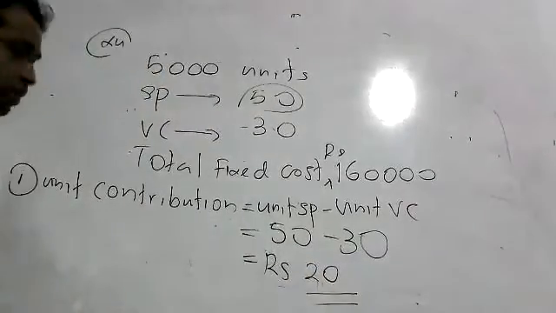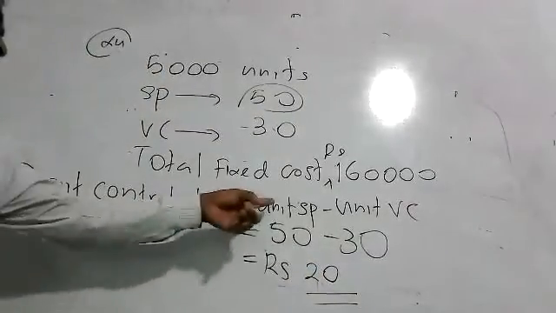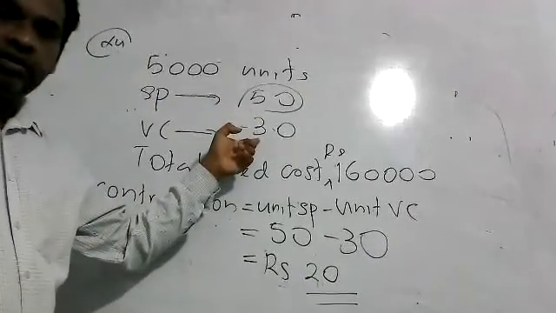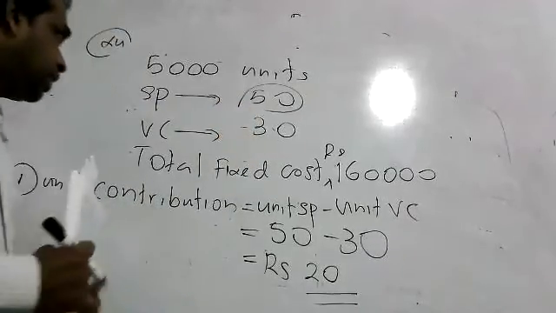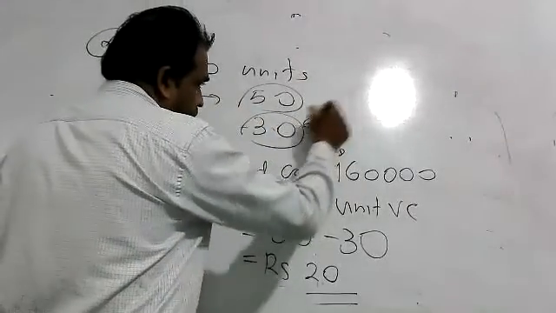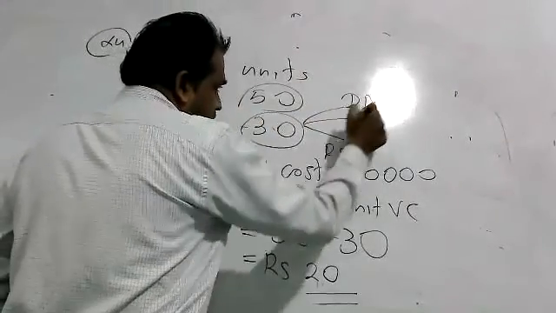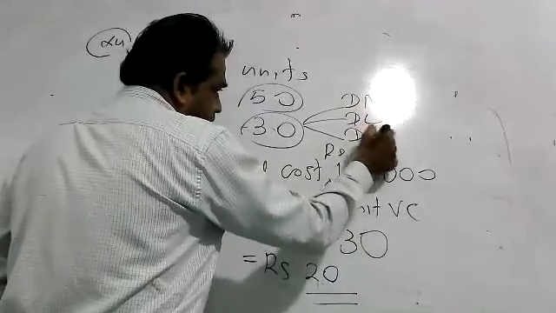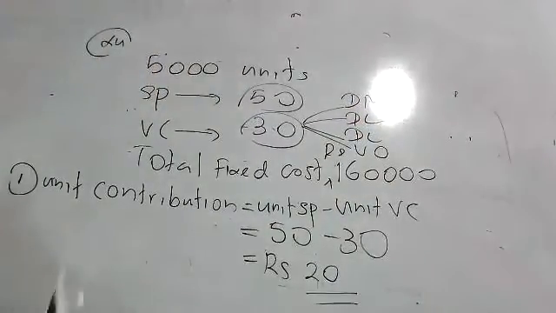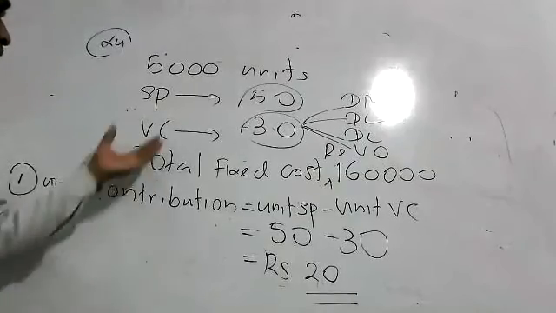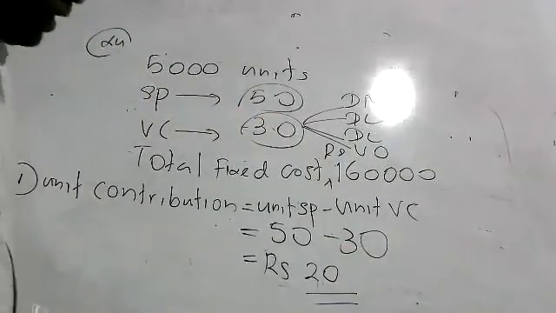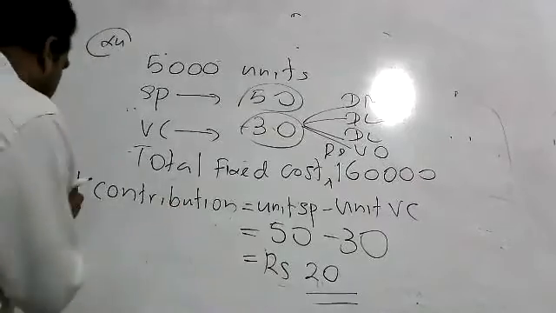If you want to calculate unit contribution, you take unit selling price and deduct unit variable cost. In this variable cost, as expenditure, sometimes there can be direct material, direct labor, and direct other costs. Sometimes variable overhead, right? Therefore, depending on the given details, you have to calculate. That is how you can calculate unit contribution.